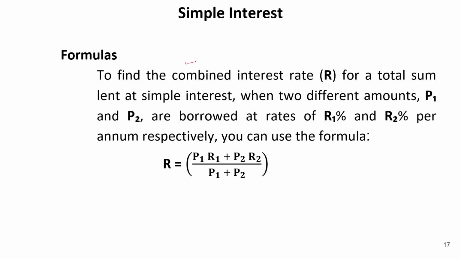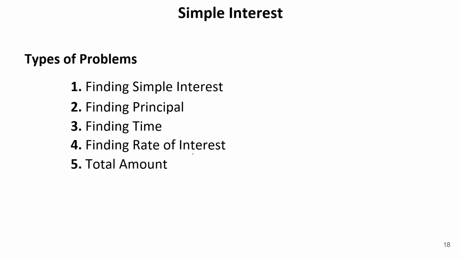To find the combined interest rate for a total sum lent at simple interest, when two different amounts P1 and P2 are borrowed at interest rates R1% and R2% per annum respectively, you can use the formula (P1 R1 plus P2 R2) whole by (P1 plus P2). This is equal to R, the interest rate.